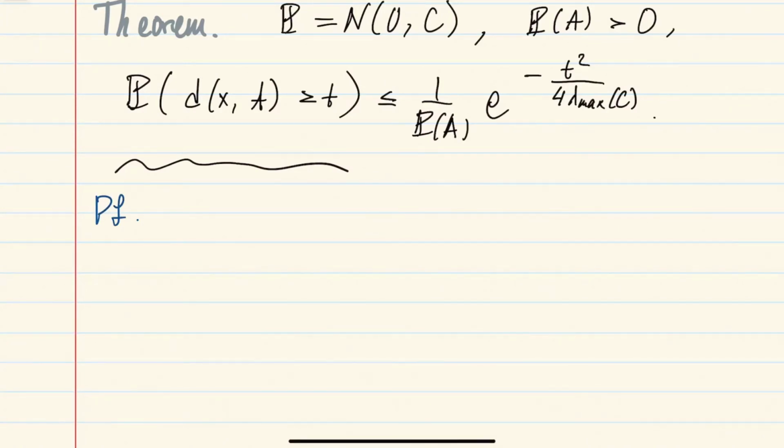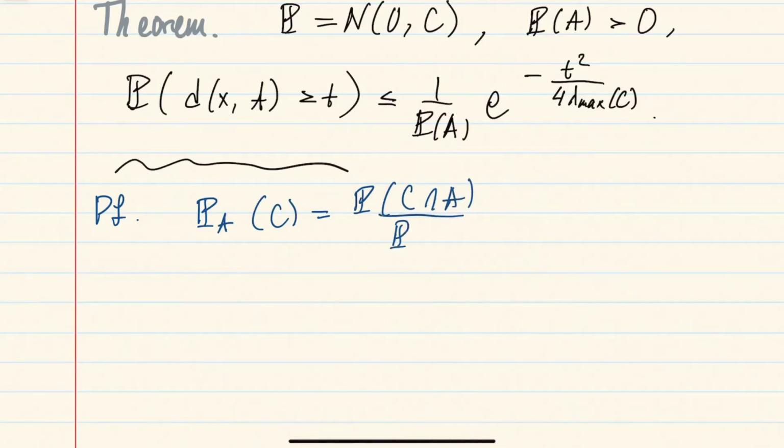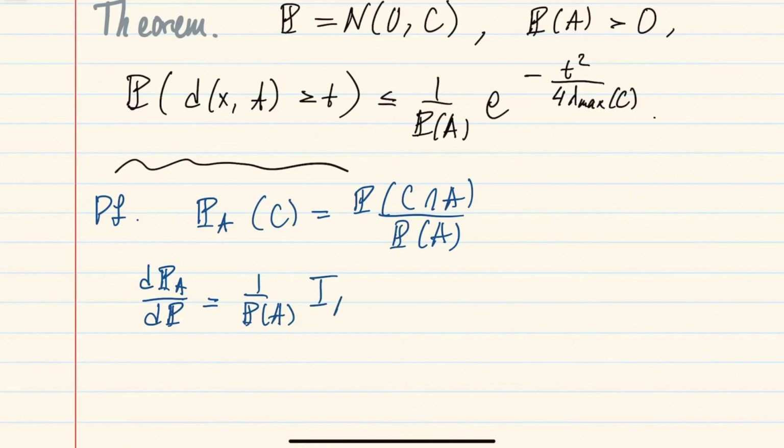And then the proof goes as follows. Okay, we consider P_A to be the conditional distribution on the set A. So in other words, probability P_A of C will be this Gaussian probability of C intersected with A over the probability of A. In particular, this is absolutely continuous with respect to P, and the density is obviously just this constant 1 over P of A as long as you stay on the set A, so times the indicator of A. So outside of the set A, the density would be 0 because the probability there would be 0.